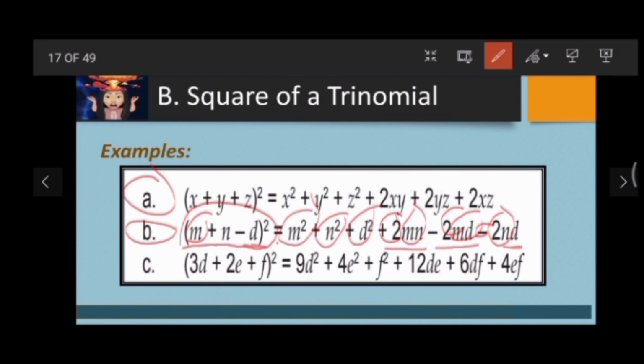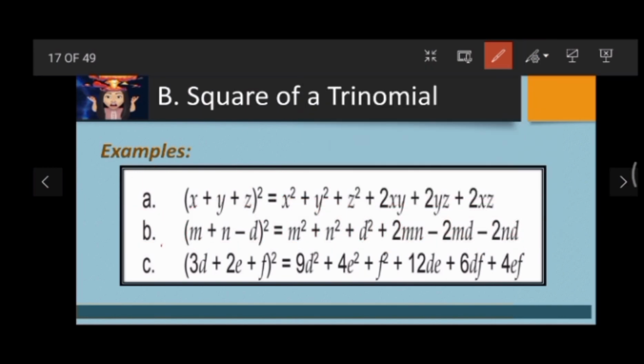So the final answer is m squared plus n squared plus d squared plus 2mn minus 2md minus 2nd. Yes, that's it. So another set of examples, we have letter C. The given is 3d plus 2e plus f squared.